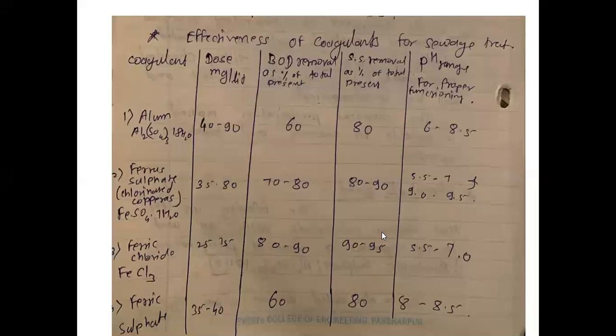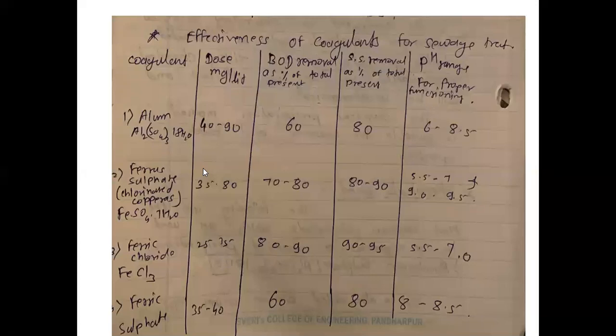The very important and positive point with respect to alum is that it works in the range of 6 to 8.5. That is the common range of sewage or any kind of water. But if a coagulant is not working effectively in that range, we need to change the pH of the sewage or water which we want to treat. That issue doesn't come with alum, and that's why alum is very commonly used in sewage as well as water treatment plants.